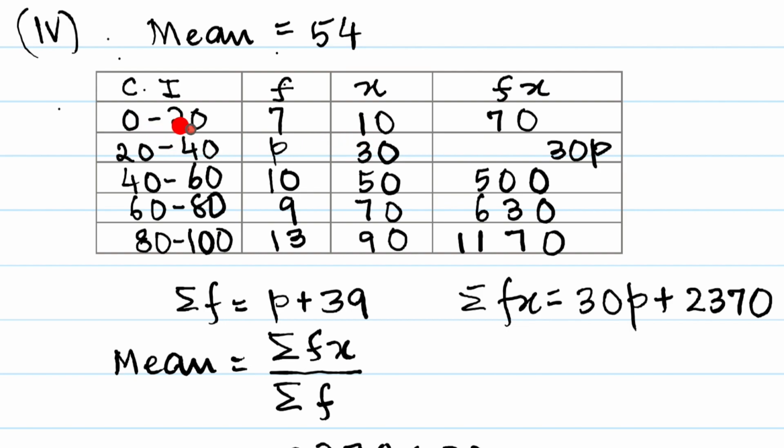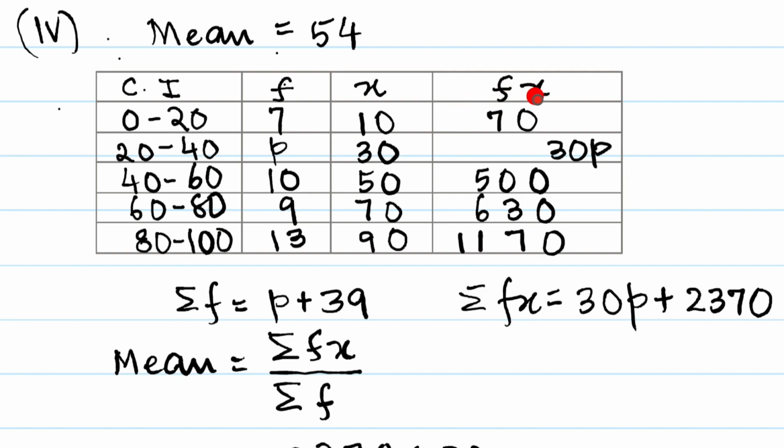X will be the mid value of this. So 0 plus 20 upon 2, that is 10. Then 20 plus 40 upon 2, that will be 30. 50 here, 70 here, 90. And simply multiply f and x, so you get your fx. 7 into 10, 70. p into 30, 30p. 10 into 50, 500. 9 into 70, 630. 13 into 90 is 1170, and we have to find the mean.